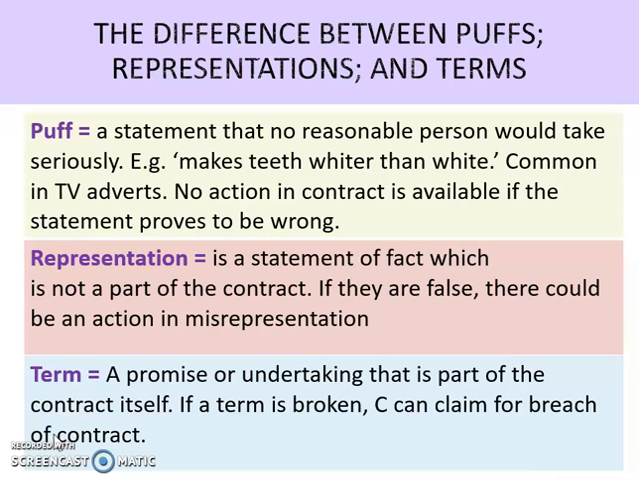The final thing that the pre-contractual statement might be is that it might be a term. And this is a promise or an undertaking that is part of the contract itself. And if a term is broken, the claimant can claim for breach of contract. So to summarise then, what we're seeing here is that these are all types of pre-contractual statement.